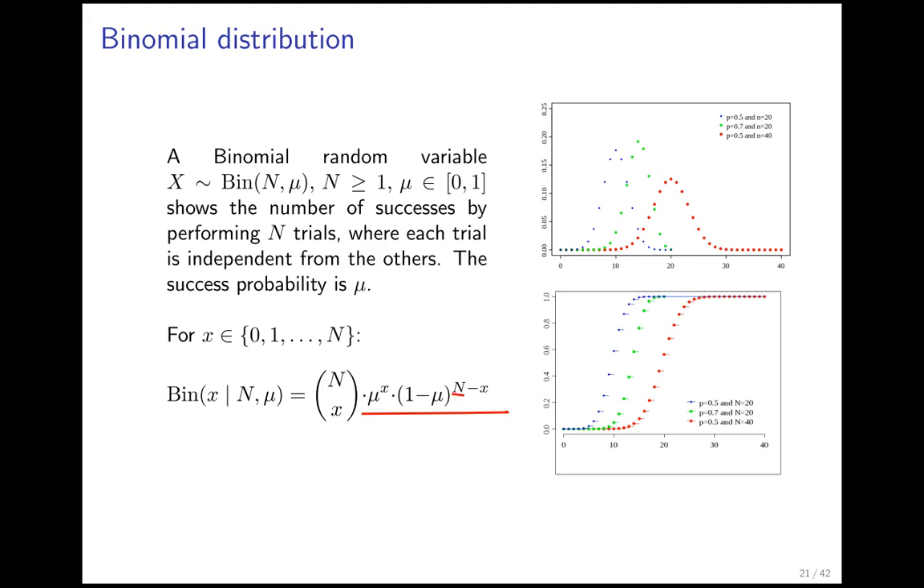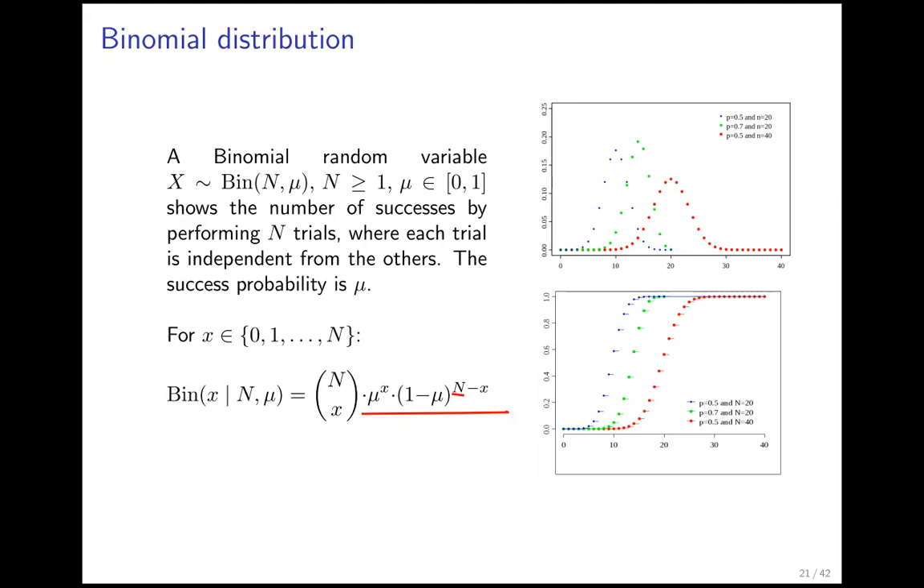And this extra factor, n choose x, comes from the fact that you're only interested in the number of successes and not in the order. And if you remember combinatorics, that's what the n choose x expresses. It expresses how many ways there are to have x successes in n trials.